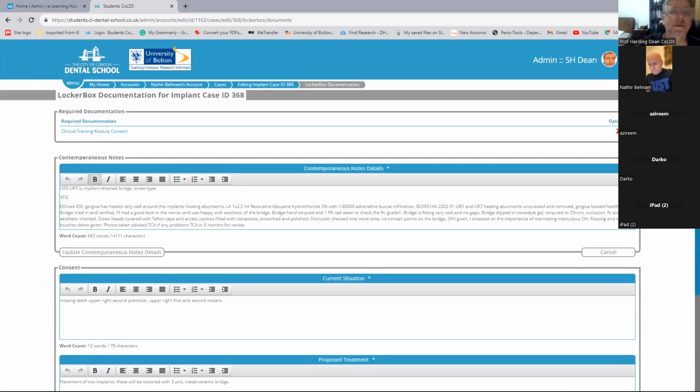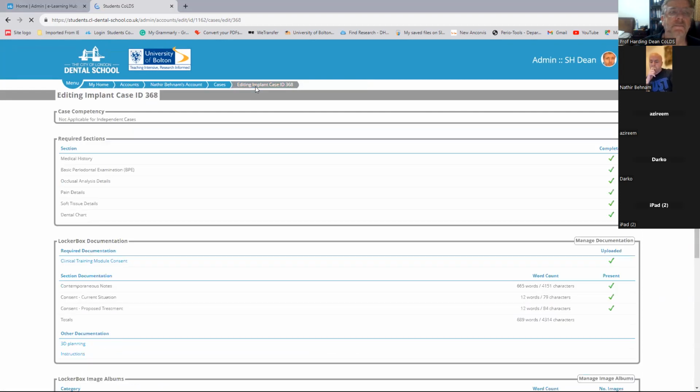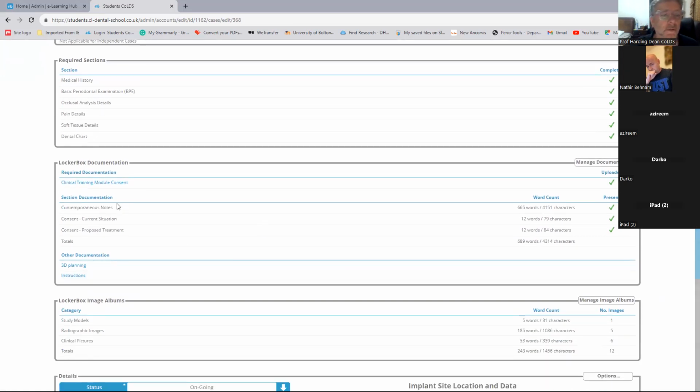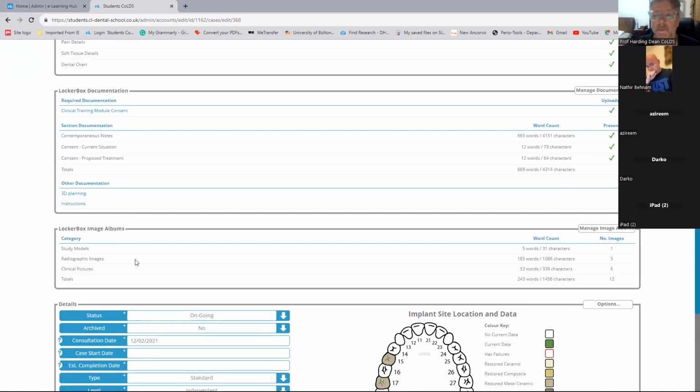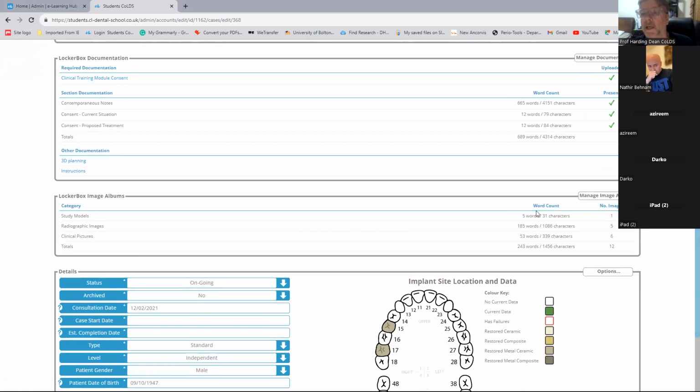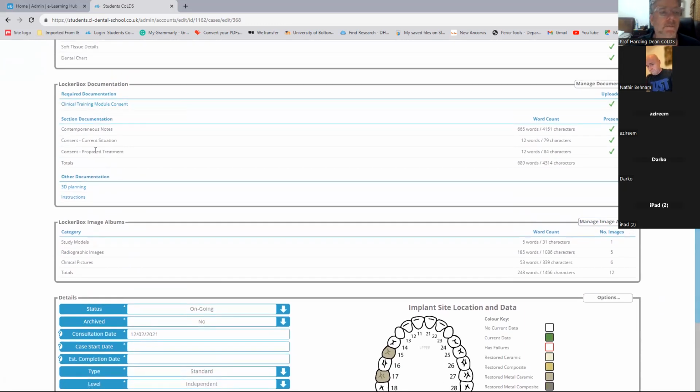Okay. Now remember, when you want to go back to the case, you don't go on the back button, you just click this part here. Can you see this part here where you need to click your bits and pieces? Yeah. So now we go along and we have managed the images. Up here is just a summary of what we've got. We've got contemporaneous notes at the moment.